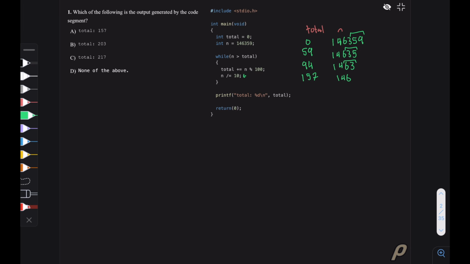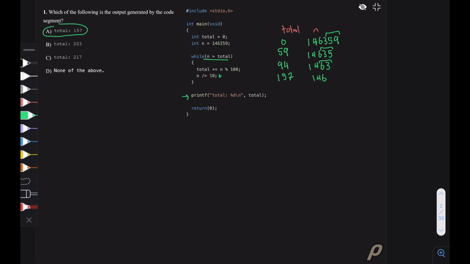Now n is no longer greater than our total, as checked by this condition here. Therefore, we break out of this loop, and then we print out the total. If we track here, our total is 157. So therefore, we get answer A.